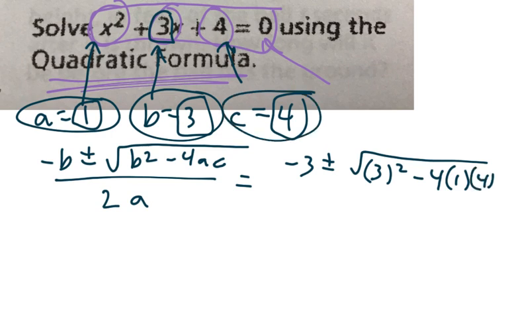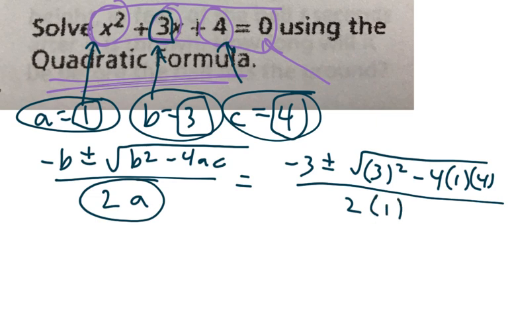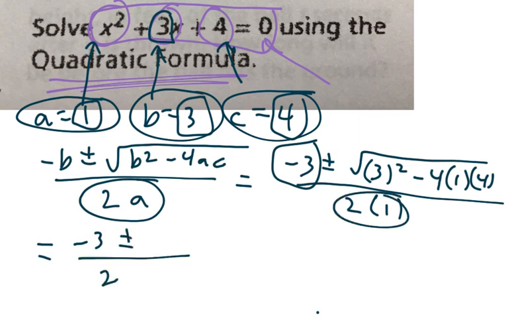Now, what's really critical, guys, is I just want to remind you, always watch your signs, your negatives. You miss one negative, you're in trouble. The denominator is 2 times a. Again, our a is 1. Now, let's see what we get here. We get negative 3, of course, plus or minus, and 2 times 1 is 2.